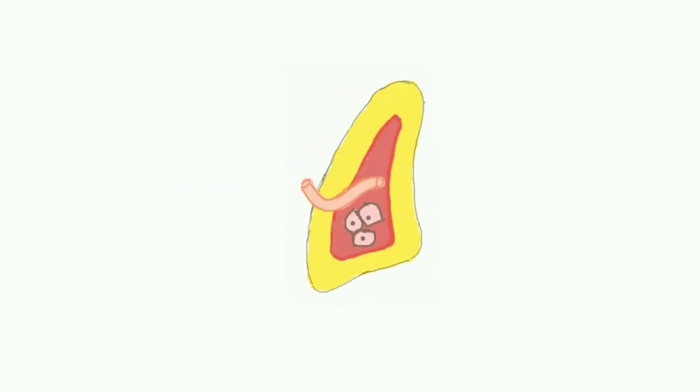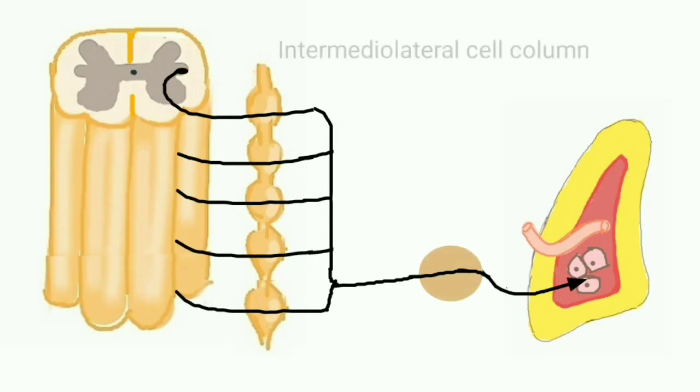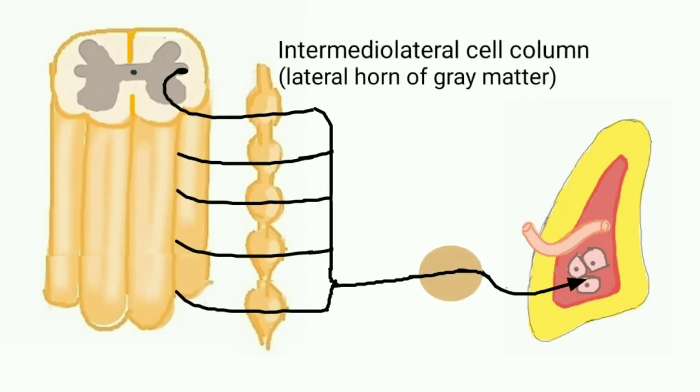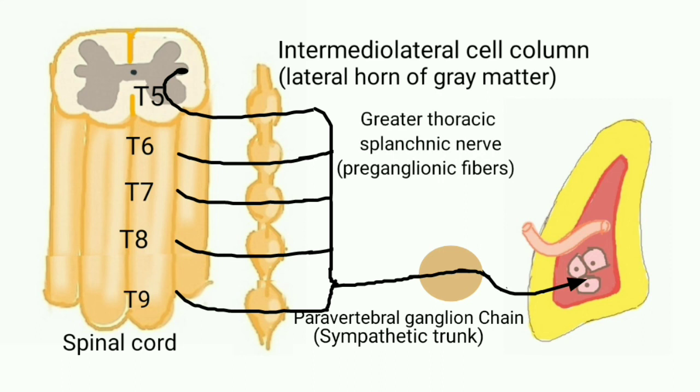Innervations. The adrenal medulla is unique in its innervation because it is directly innervated by preganglionic nerve fibers. These nerve fibers leave the intermediolateral cell column of the lateral horn of the spinal cord from the T5 to T9 segments of the spinal cord and bypass the paravertebral sympathetic ganglion chain. The fibers converge after bypassing the sympathetic trunk, forming the greater splanchnic nerve.